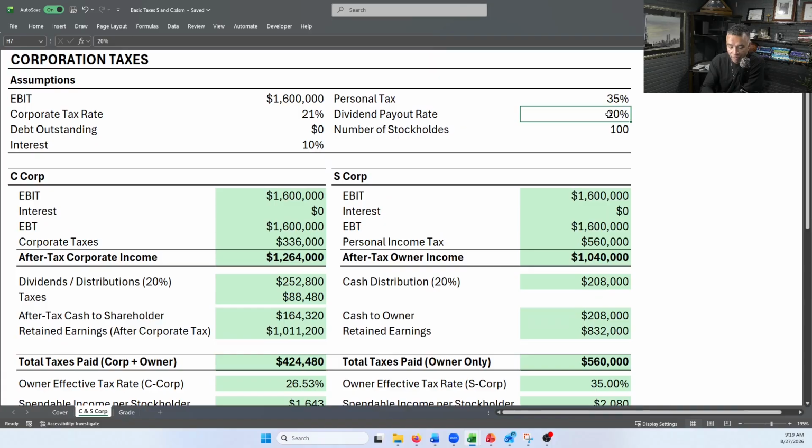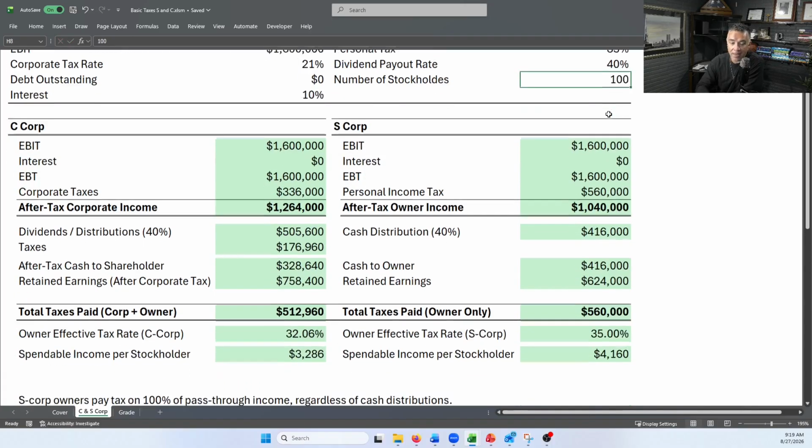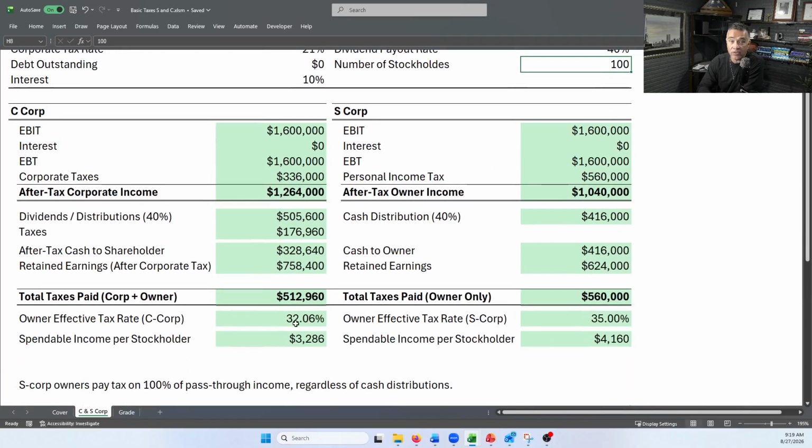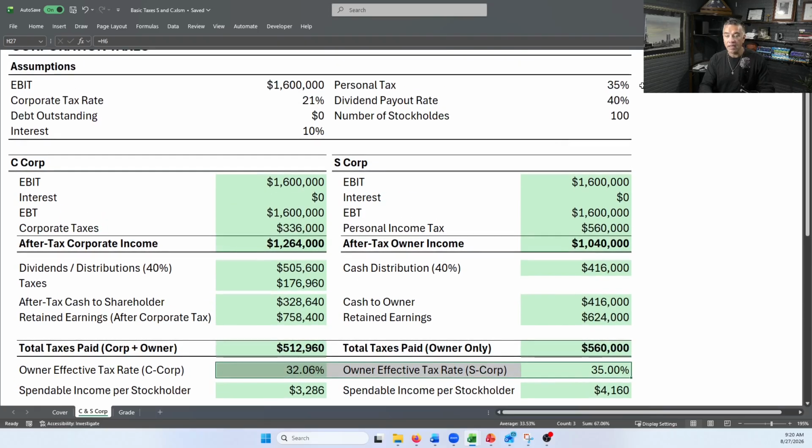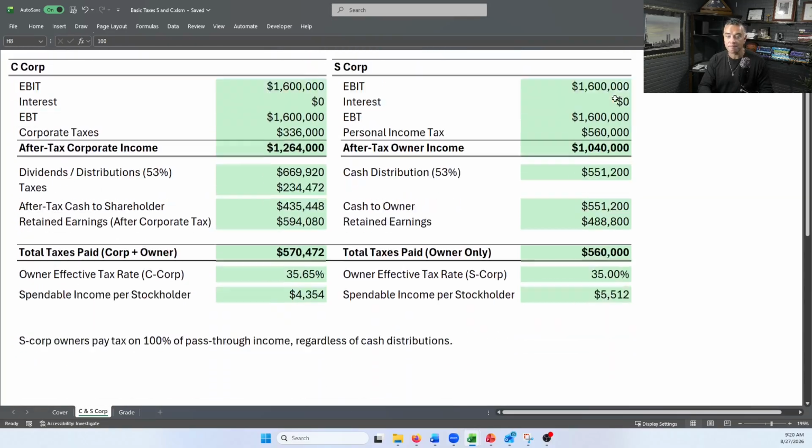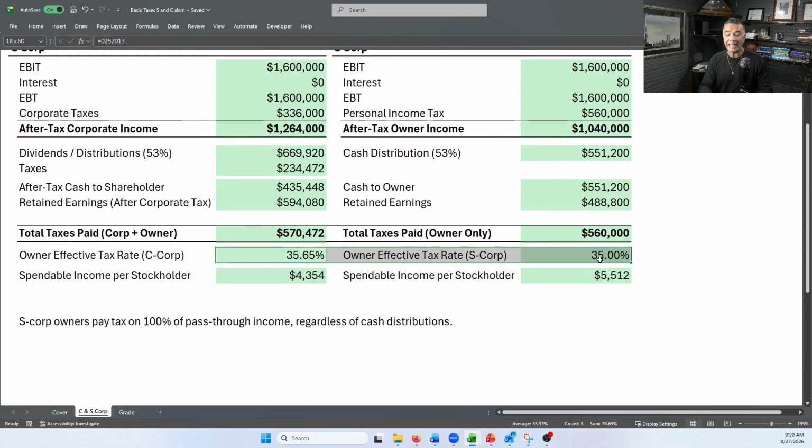Let's go to 40%, and you're going to see that amount going up. Now it's at 32% because now we distributed 40% of our dividends, and we got to pay another 35% on that. We pay 21% on our EBT, and now we got to pay 35% on the dividends, but it is still lower our effective tax rate than the S Corp. And then if I go to 50, roughly 53, now it's almost like the break-even point.